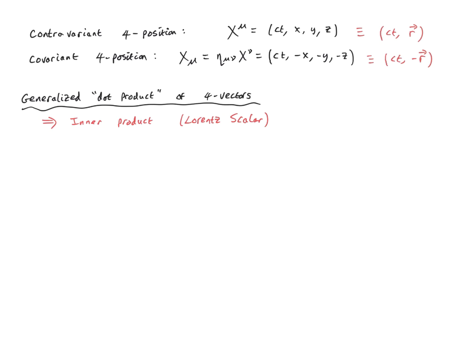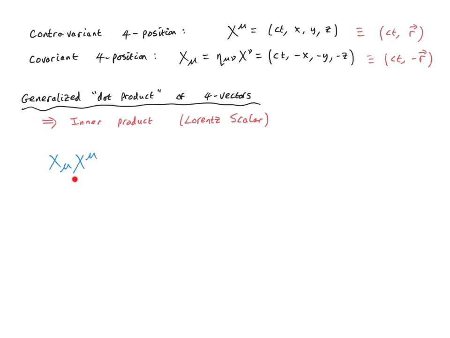When we generalize to 4 dimensions, we also have the notion of a scalar. When we talk about a dot product being a scalar product for regular 3-dimensional vectors, we have the generalized dot product of our 4-vectors being a Lorentz scalar. And those are obtained simply by taking the inner product of our 4-vectors. So what does this mean in practice?